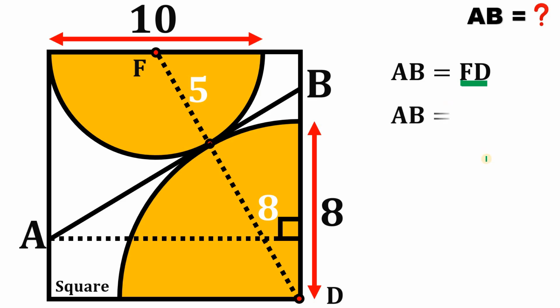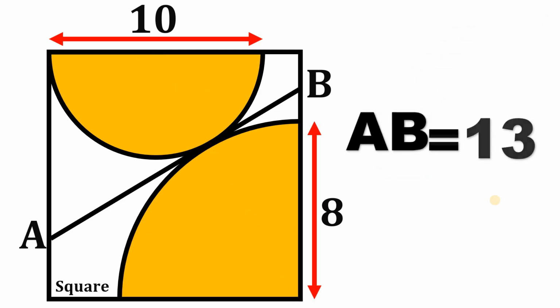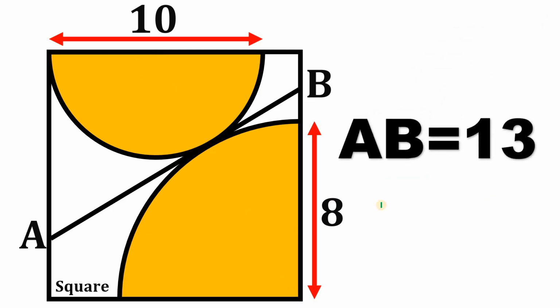Therefore, FD is simply equal to 5 plus 8, and 5 plus 8 simply equals 13. Therefore, we can say that AB equals 13 units. And that is our answer to this question. Given this figure, the length of segment AB equals 13 units. And as always, we are done.